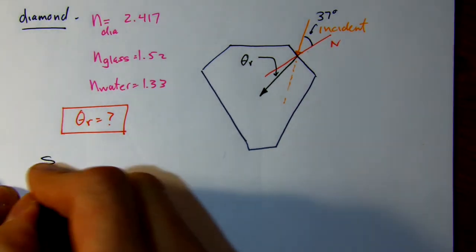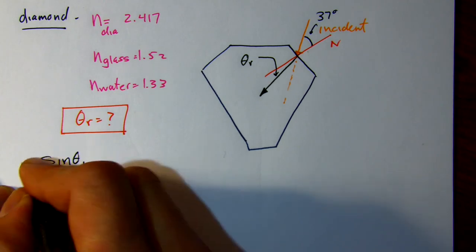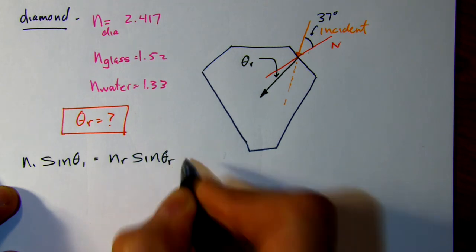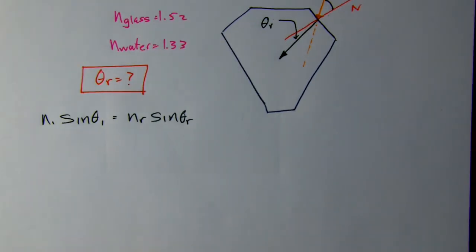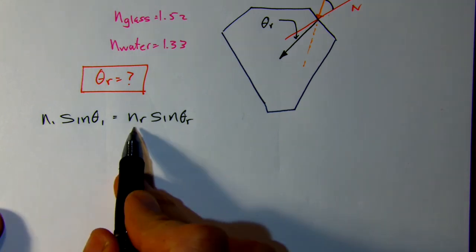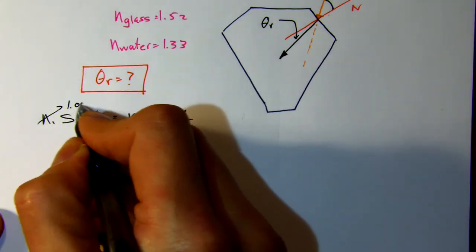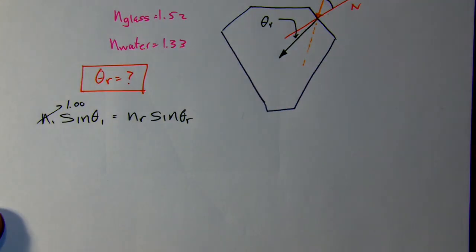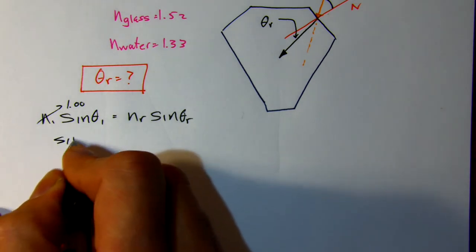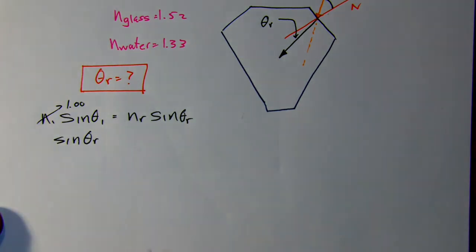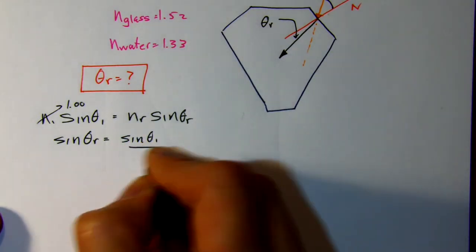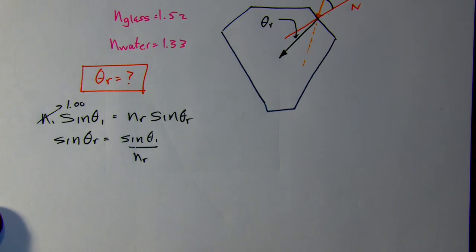Okay, so what do we do? Sine theta I and sine theta refracted. But because this is our incident and so on, now we're not solving for that. We can do this. But now we're looking for sine theta r. So sine theta r, refracted, equals sine theta I over index of refraction.